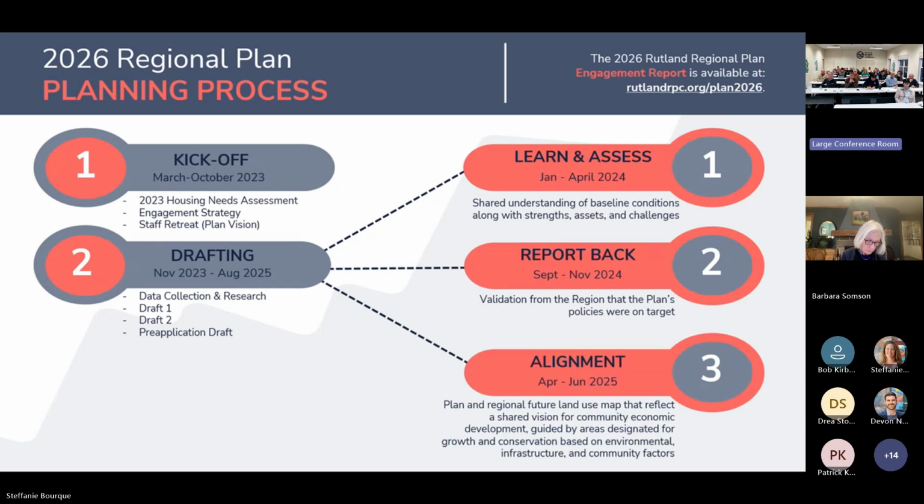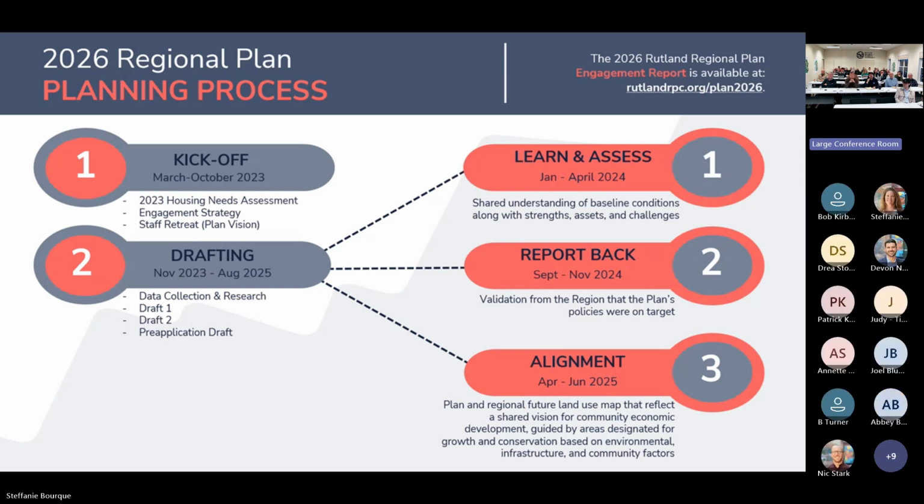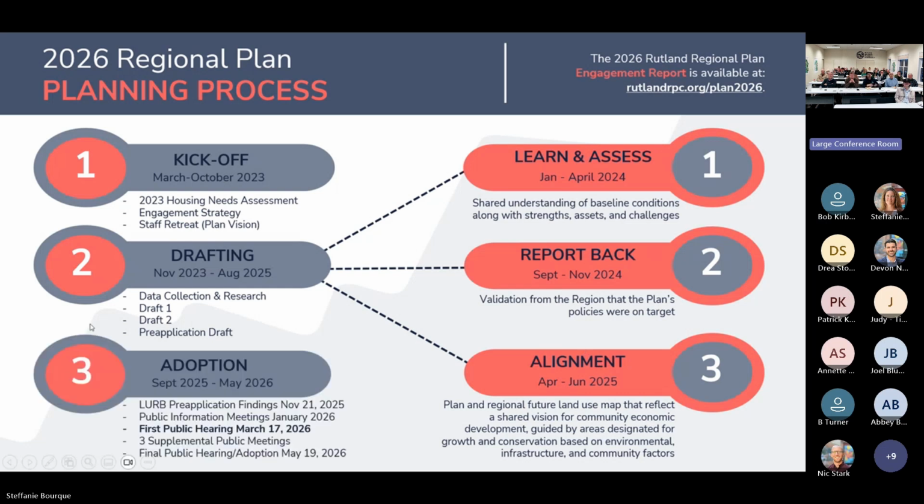We wrapped up our engagement strategy with a third phase, which we called alignment, which we completed between April and June of last year. And at the end of that phase of engagement, we felt strongly that we had a plan and a map that reflected a shared vision for community economic development that was guided by areas designated for growth and conservation based on environmental, infrastructure, and community factors in the region. And it was all of that work that went into the pre-application draft of our plan.